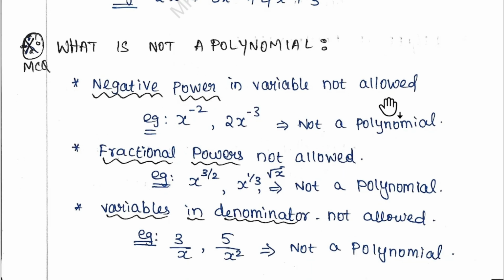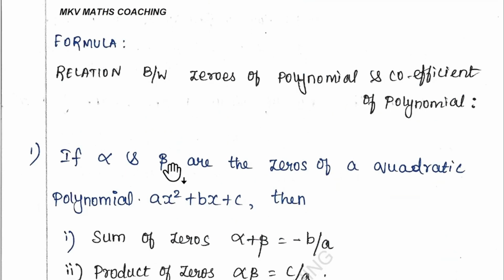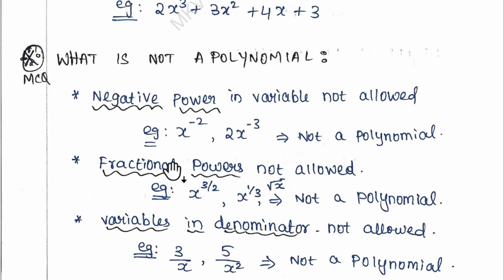Negative power in a variable is not allowed. The variable's power should not be negative. You can have 3 to the power minus 2 or 400 power minus 2. But x to the power minus 2 or y to the power minus 2 is not a polynomial. So the variable's power should not be negative. Next one, fractional powers. Fractional powers are not allowed.